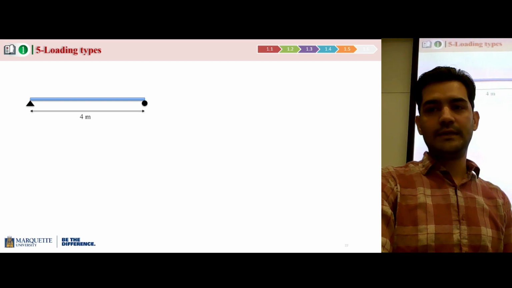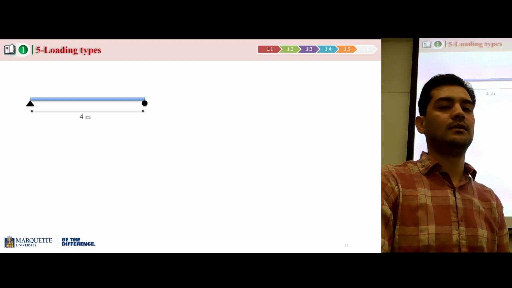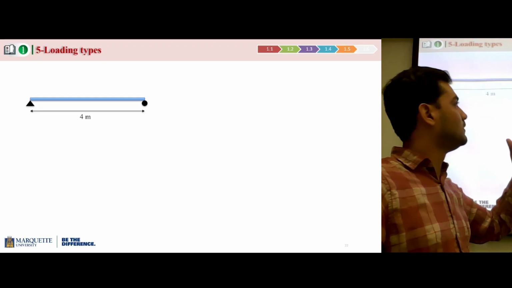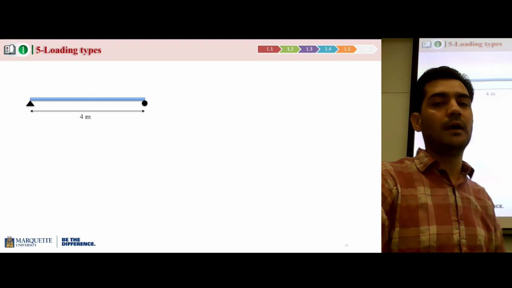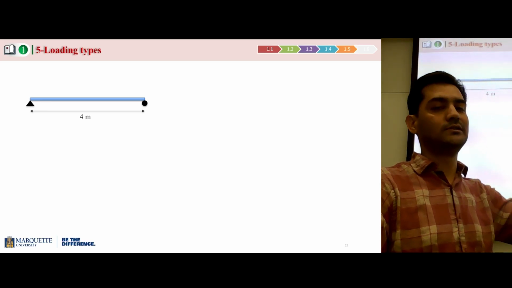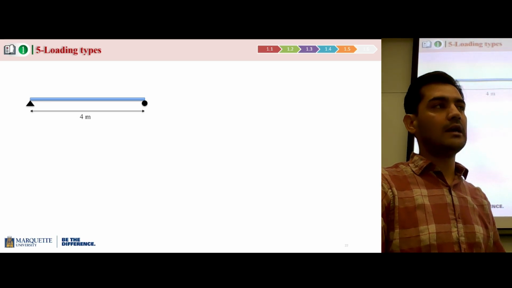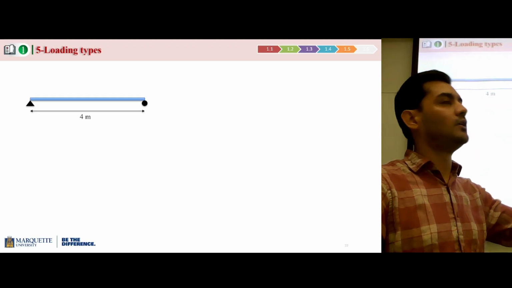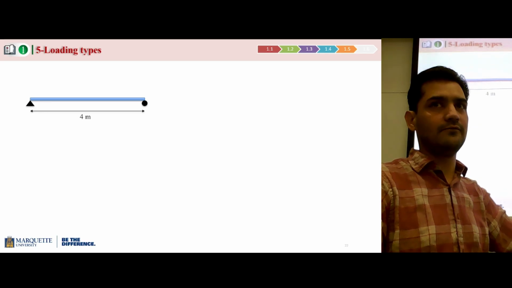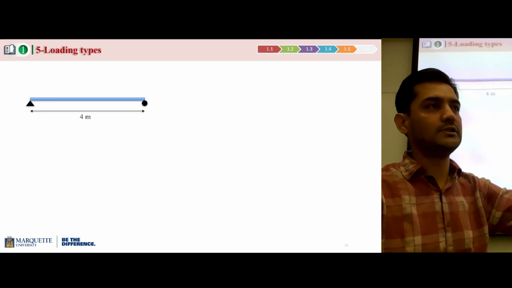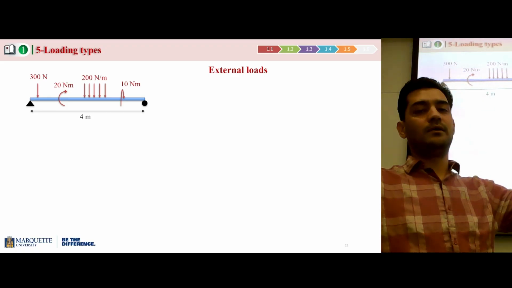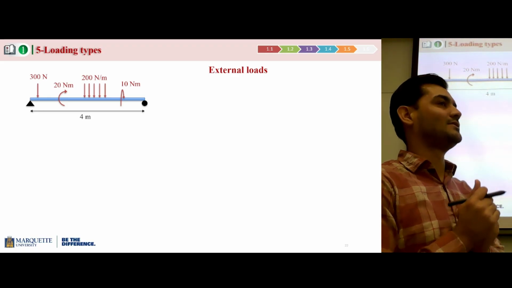So this loading type is important because we need to know what loading types we are talking about so that we can figure out the stresses and strains and stuff. So there are three types of loading. I would call them loading types. And you already know this from statics, but we're going to just review it one more time. So the first type of loading is called external loads.